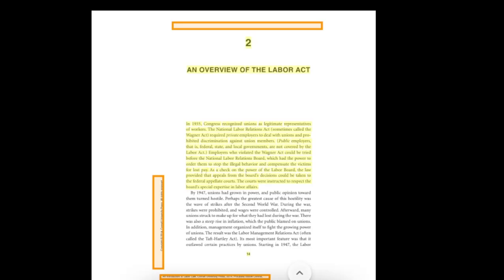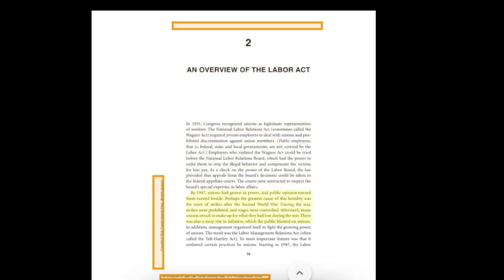Employers who violated the Wagner Act could be tried before the National Labor Relations Board, which had the power to order them to stop the illegal behavior and compensate the victims for lost pay. As a check on the power of the Labor Board, the law provided that appeals from the board's decisions could be taken to the federal appellate courts. The courts were instructed to respect the board's special expertise in labor affairs.